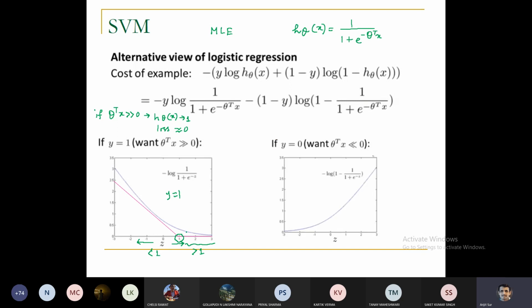A similar thing applies to this particular case. If y is equal to 0, what do we require? We want theta transpose x to be less than or equal to 0. If it is going to less than 0, the cost becomes very low. This is the curve of the cost function, and it becomes very close to 0. But if y is equal to 0 and theta transpose x is greater than 0, the cost is infinitely high.